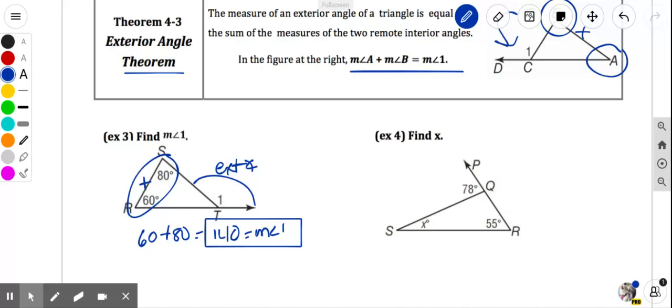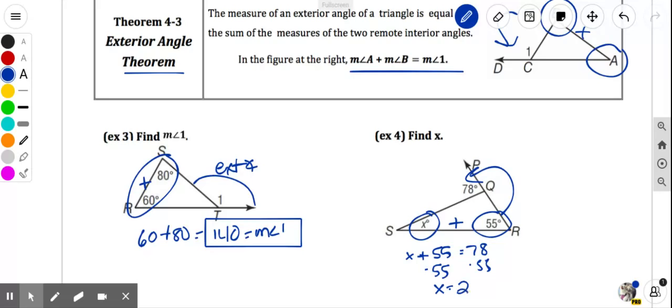Number 4, same idea, still using the theorem, but we just have to work backwards a little bit. So this is a remote interior angle, and this is a remote interior angle for this exterior angle, 78. So if you wanted to, you could write an equation. I know some of you like to write equations and do things algebraically. X plus 55 equals 78, and then you would subtract 55. Many of you, I'm sure, would just look at it and be like, oh, just subtract 55 from 78. However you do it, you get 23. You don't have to necessarily write an equation, though.